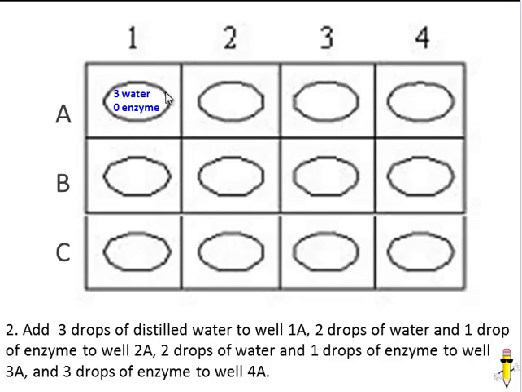So in the first well, you're going to add 3 drops of water and no enzyme. This will essentially serve as your control. In the next well, you'll add 2 drops of water, 1 drop of enzyme, then 1 drop of water, 2 drops of enzyme, and then finally 3 drops of enzyme in the last well. What we're doing here is we're keeping the total amount of solution constant in each well, but we're changing the concentration of the enzyme.